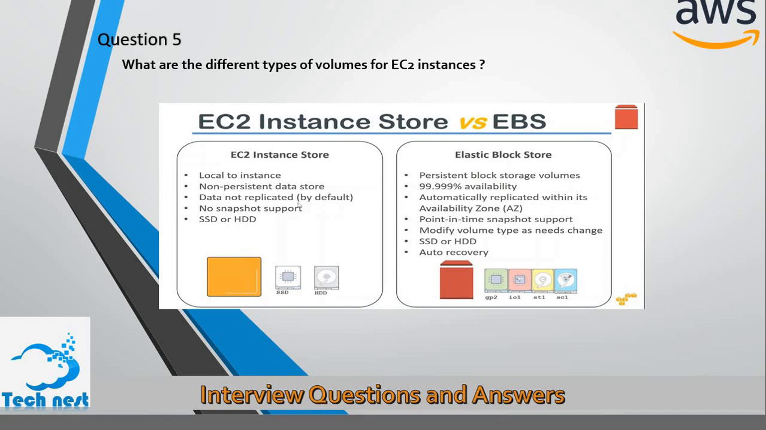And for EC2 Instance Store, there is no snapshot support. But in EBS, we can take snapshots and save images. Both are available as SSD or HDD, and in EBS there is also an option for auto recovery.